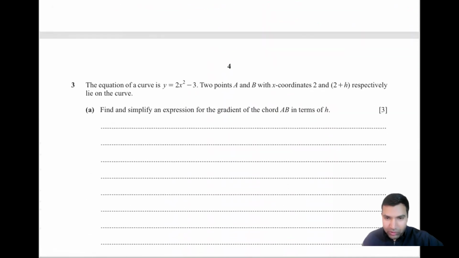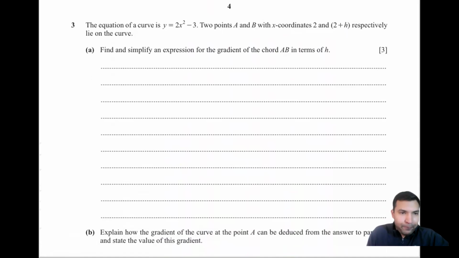Okay, moving on to the next one. Let's see which category this belongs to. The equation of a curve is y equal to 2x squared minus 3. Two points, so let me highlight this, A and B with x coordinates 2 and 2 plus h. So there are two points A and B whose x coordinates are given to us as 2 and 2 plus h respectively, which lie on the curve. We need to find and simplify an expression for the gradient of the chord AB in terms of h.